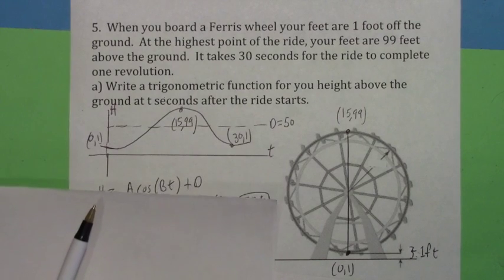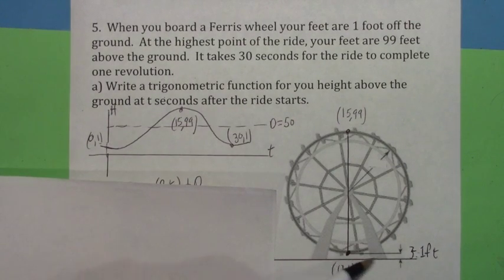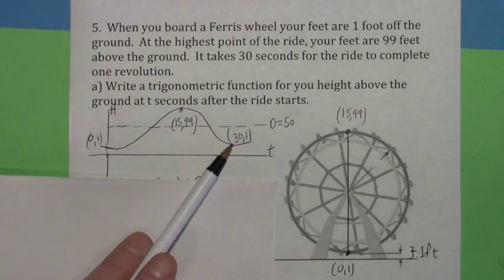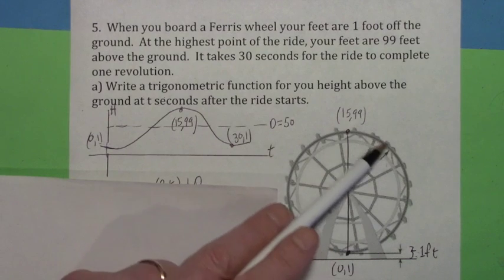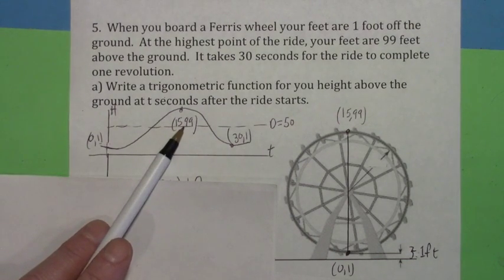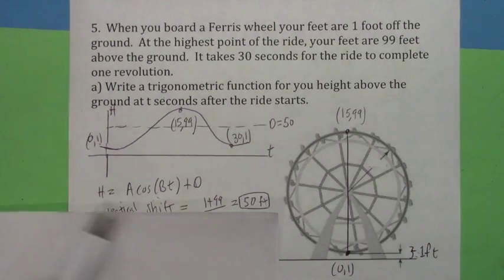So what would the graph of this look like? At t equals 0, you're at 1 foot. And you're moving around this Ferris wheel. At t equals 30 seconds, you're also at 1 foot. So you're moving around in the counterclockwise sense. So at 15 seconds, you're at 99 feet. Got it? So what would you use? That's right. You'd use a cosine.